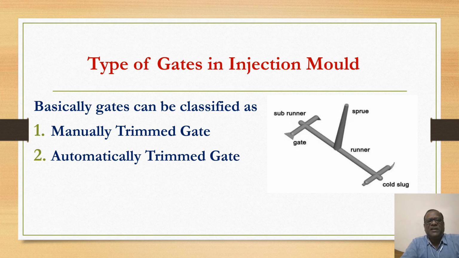So what are the different types of gates? Gates can be classified into two groups. One is called manually trimmed gate. In the case of a manually trimmed gate, you need a secondary operation to trim the gate. The other one is automatically trimmed gate, where you don't need a secondary operation. So gates can basically be classified into two: manually trimmed gate and automatically trimmed gate.